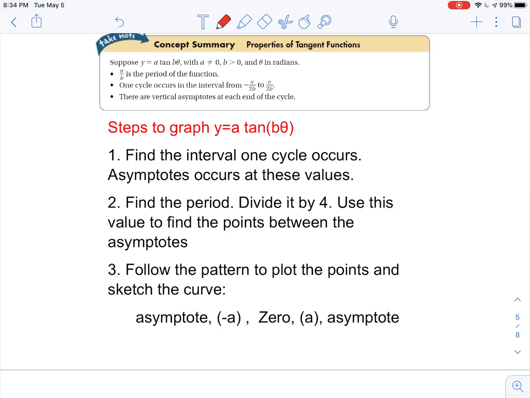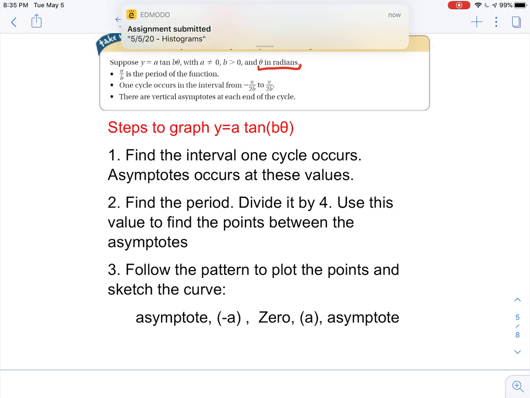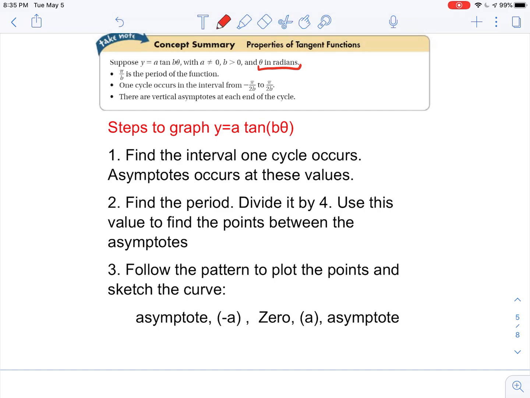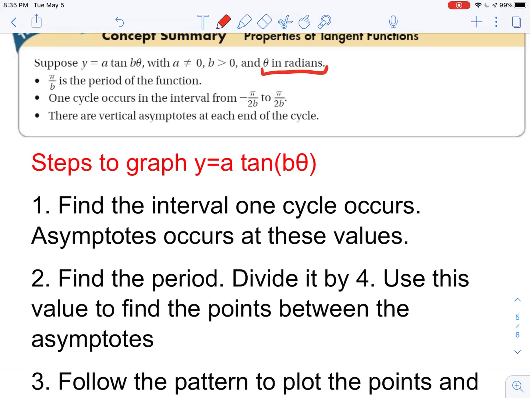So suppose you have y equals a tangent of b theta, where a is not equal to 1 and b is a positive number. Okay, so we're only working with positive frequencies right now. And of course, being in radians is going to be important, especially if we're working with our calculators. Pi over b is going to be the period of the function. Different from sine and cosine where it was 2 pi over b. Okay, and that's because for the standard trig graph, pi is our period, so we want to divide that by the frequency to see how long our single cycle will be.